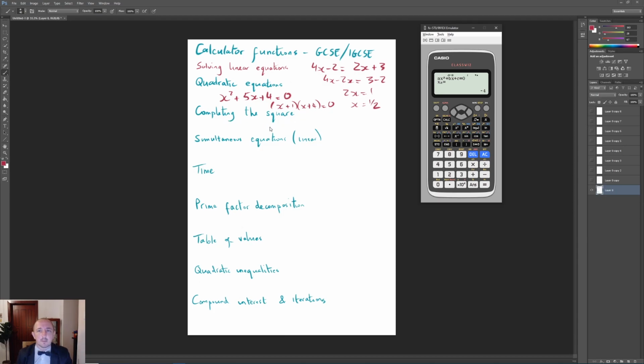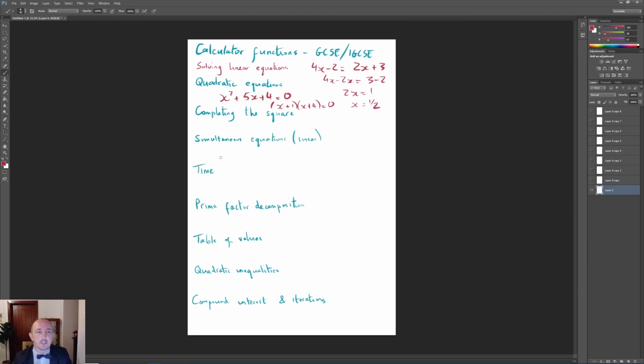Completing the square is something that students kind of struggle with, especially if there's a 2 in front of the x squared or a negative in front of the x squared. But what this calculator can do is it actually does this for us. So let's say we've got x squared plus 6x plus 5, and we have to complete the square on that.